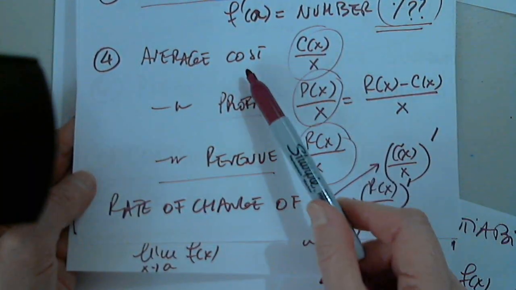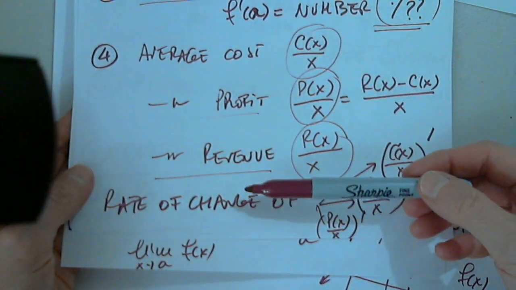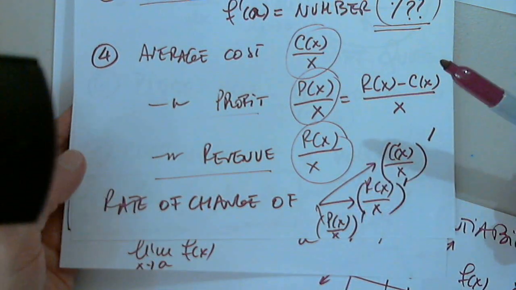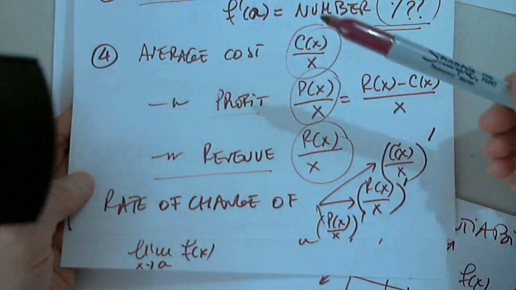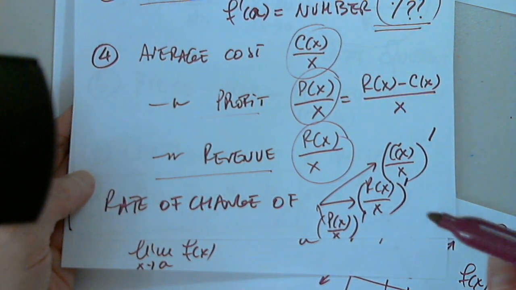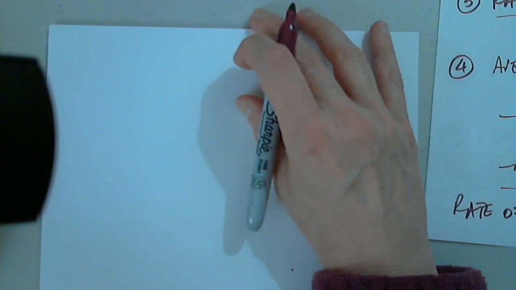What about finding the average cost, average profit, or average revenue? Not all three, one or the other, in a problem. So let's say we are given... Can you do a problem from chain rule? I have one. Yes, let's do a problem from chain rule, and then we'll come back to the rate of change of the average cost or average revenue or profit.